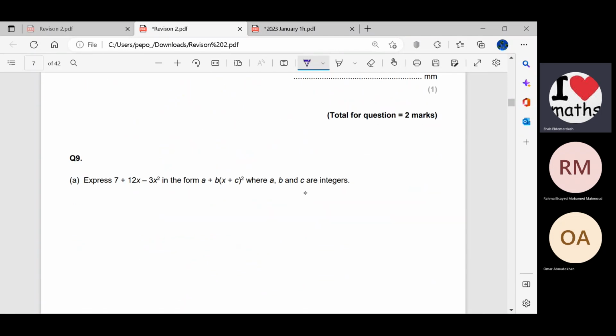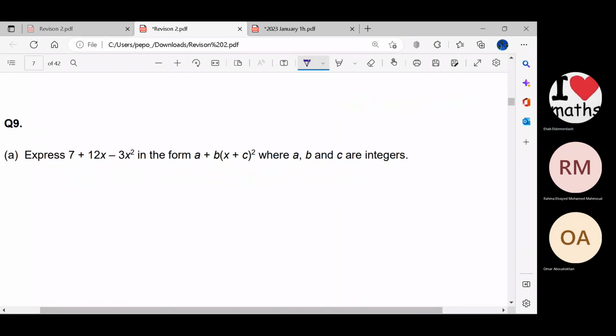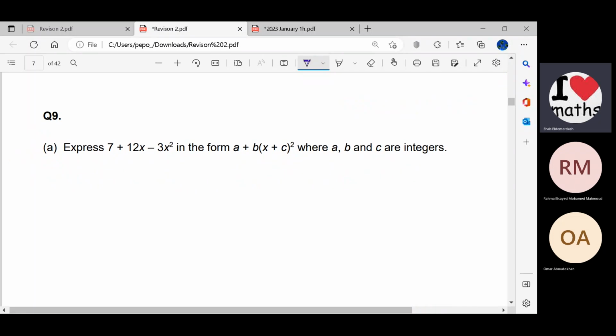Now, express this expression as a perfect square again. In this question it's a little bit difficult. Why is it difficult? Because it's negative. So how can I answer this question? I have to reorder it. Concentrate with me.